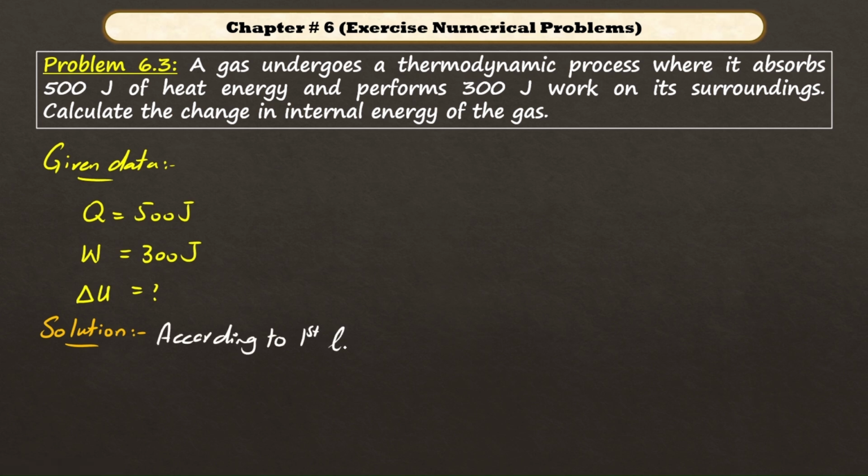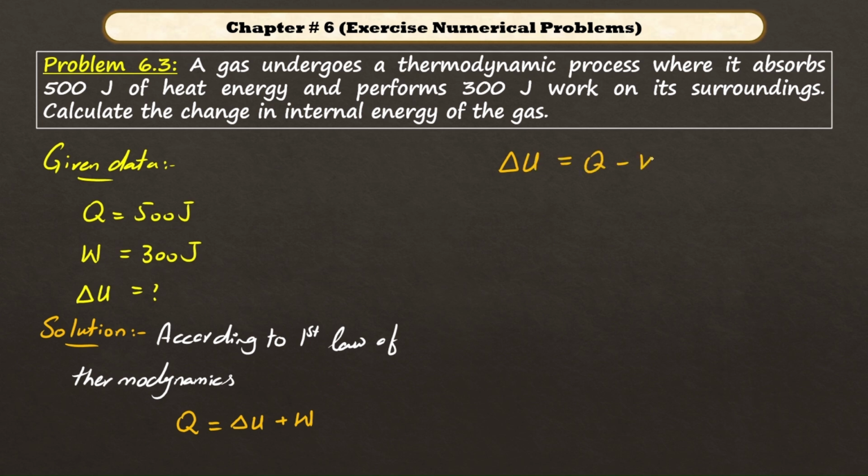According to the first law of thermodynamics, Q is equal to delta U plus W. Separate it for delta U, so delta U is equal to Q minus W. By putting the values of Q and W, it becomes equal to 200 joule.